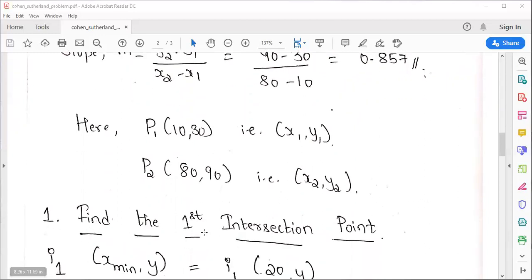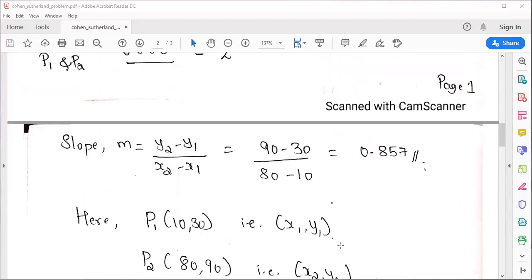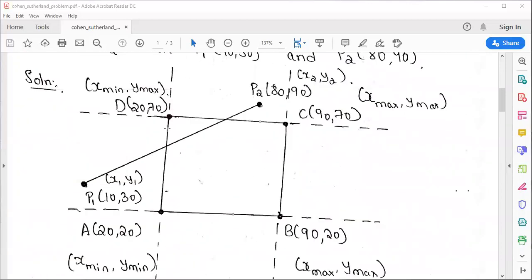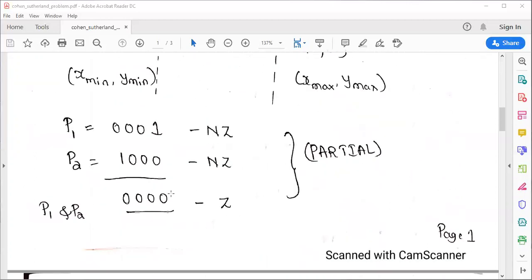So the first step is to find the first intersection point. As we know, the first intersection point is towards the left of the clipping window. When it is intersecting on the left of the clipping window, what will be your x value? The x value will be the same as x min, because it is coinciding with the left-hand side. So at the left-hand side of the clipping window, the x value is x min, and we have to find out the y value.